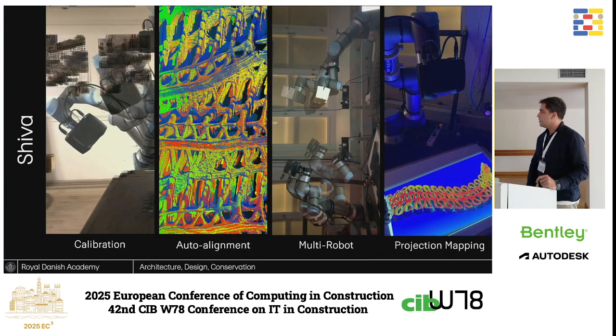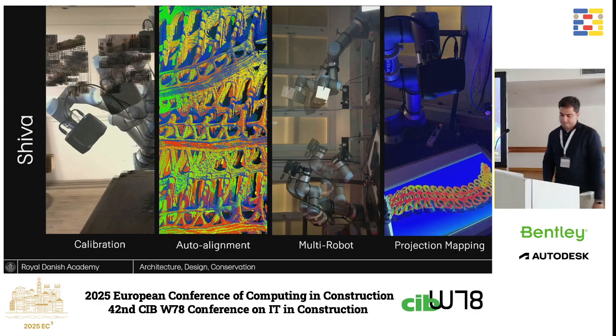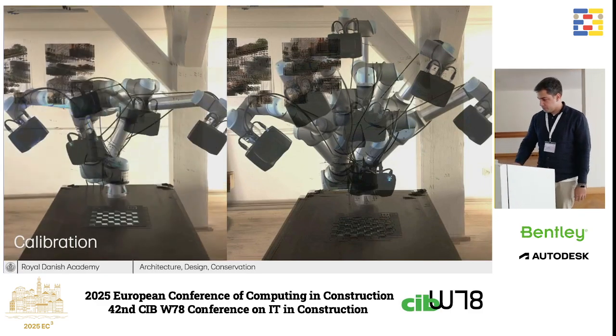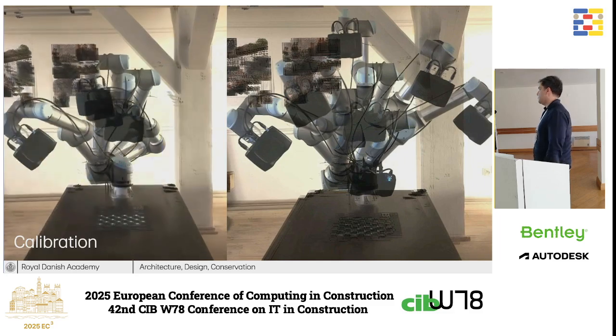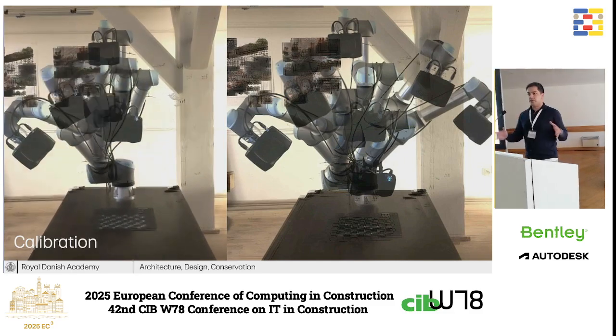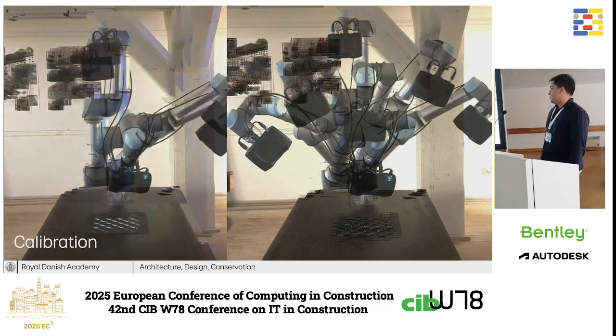solution. So in Shiva, which is a Grasshopper plugin, we can do the calibration, auto-alignment of the 3D scans, multi-robot setups, and projection mapping. In the first step, the camera needs to be calibrated. By calibration, I mean the internal camera calibration, which of course depends on the type of 3D scanner that you're using.